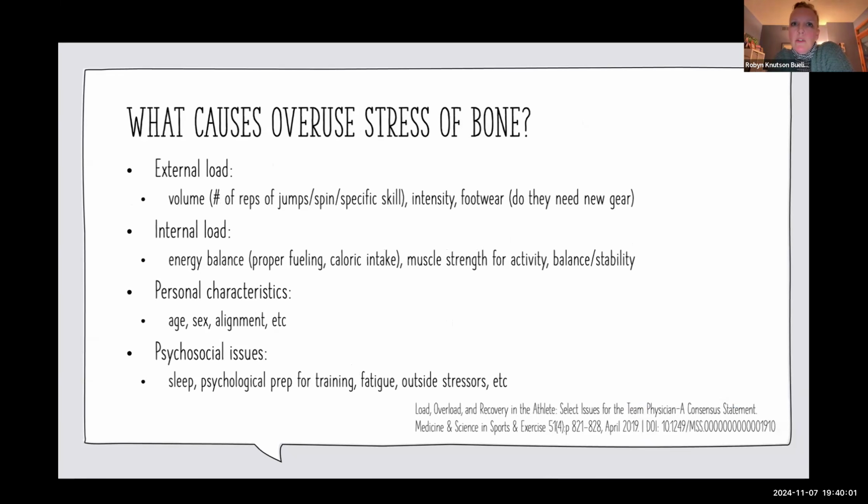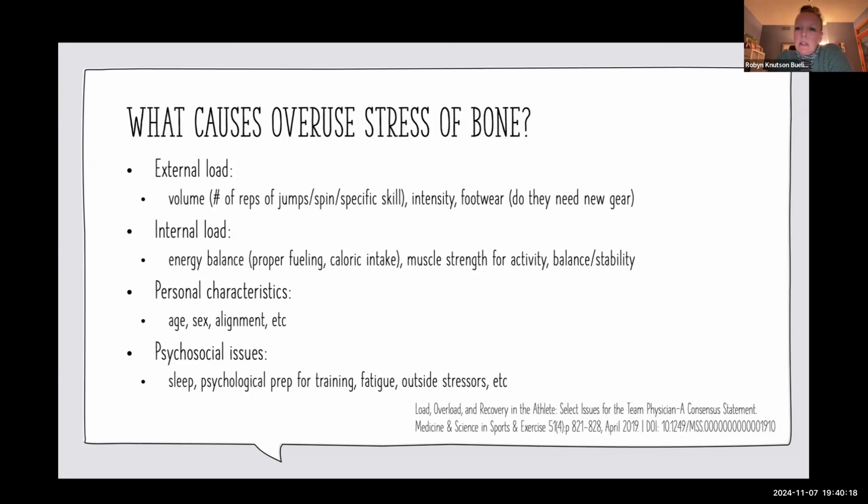things that cause bone stress injuries in figure skaters, a lot of that is external load. It's oftentimes volume. How many hours a day are they training? How many times are they doing the same thing? How hard are they training? How old is their gear? Does it fit them correctly?